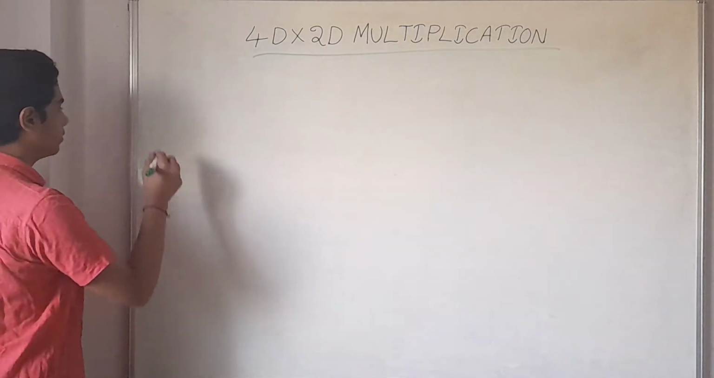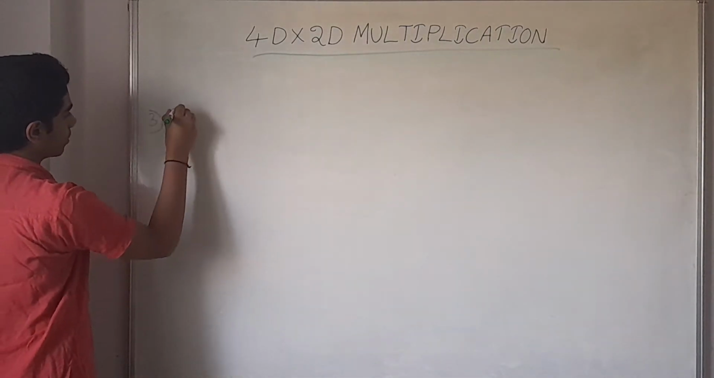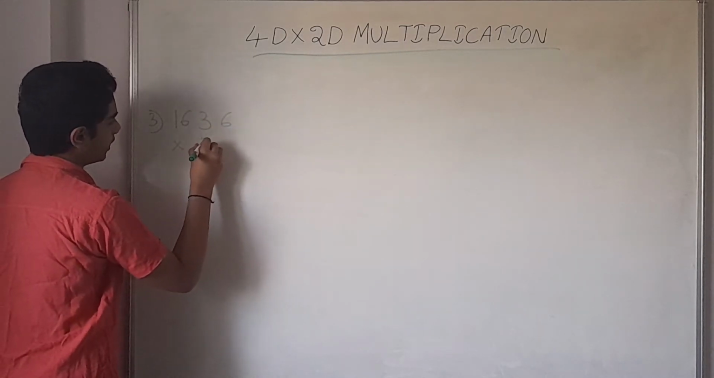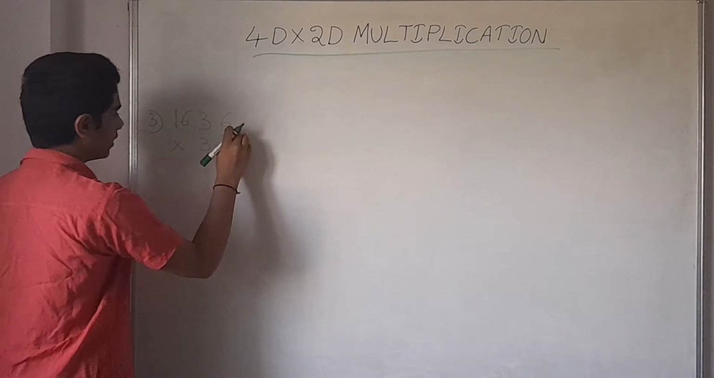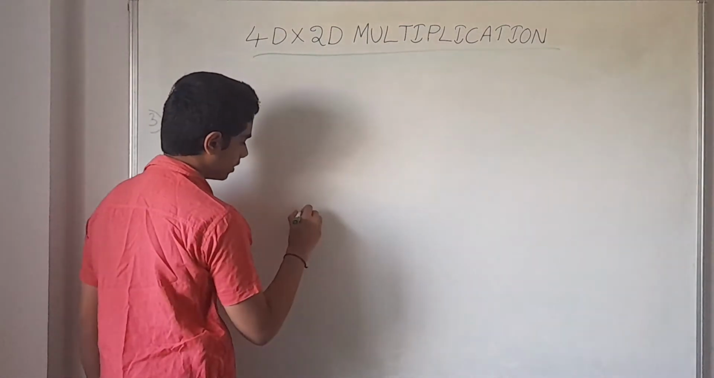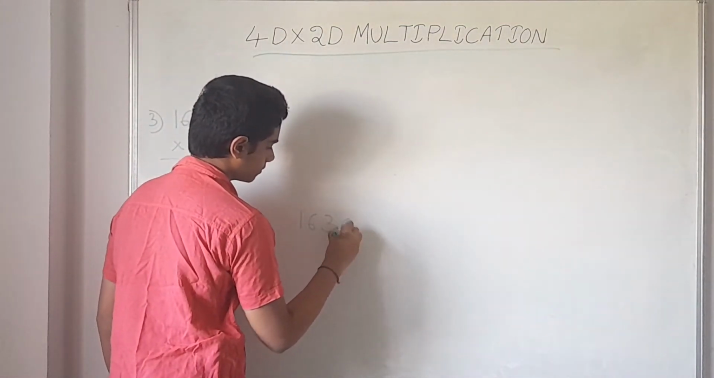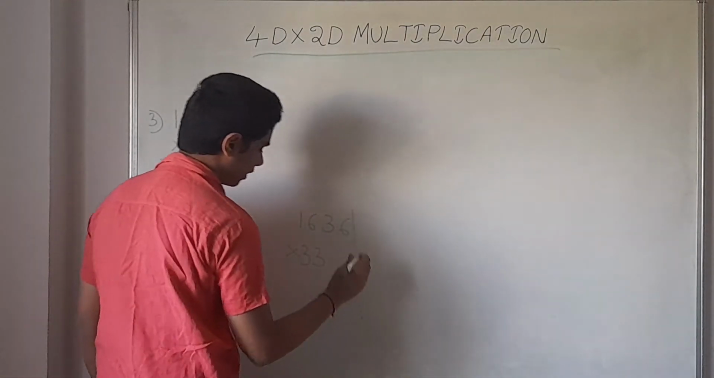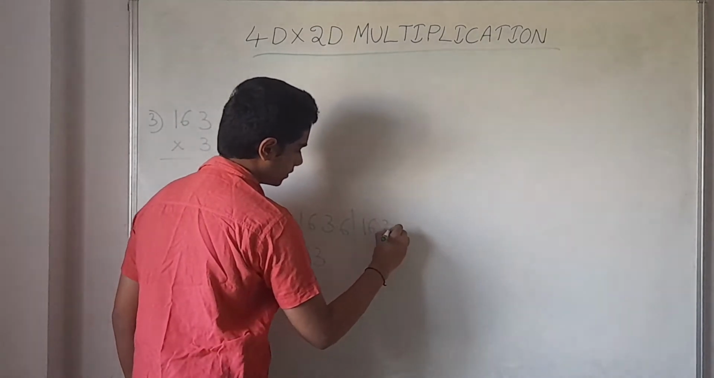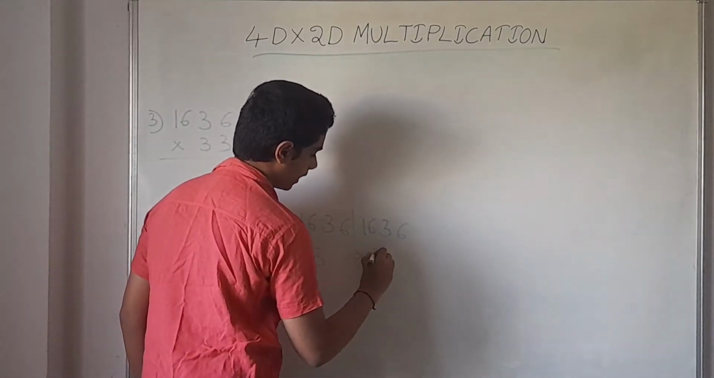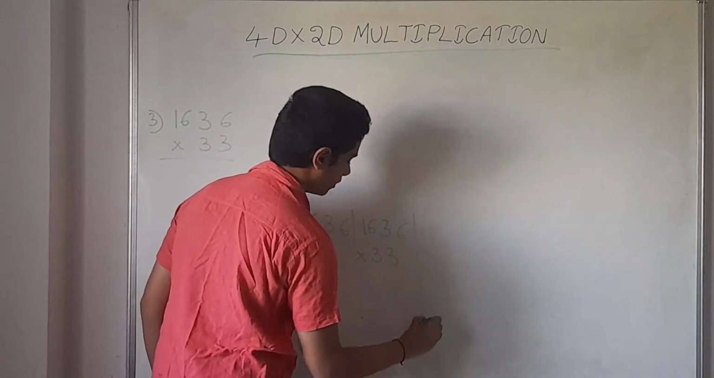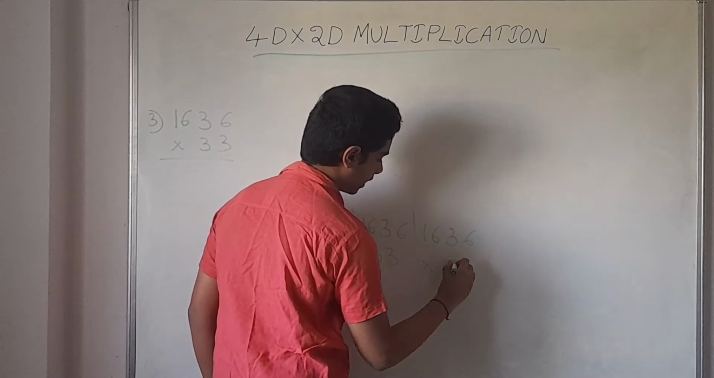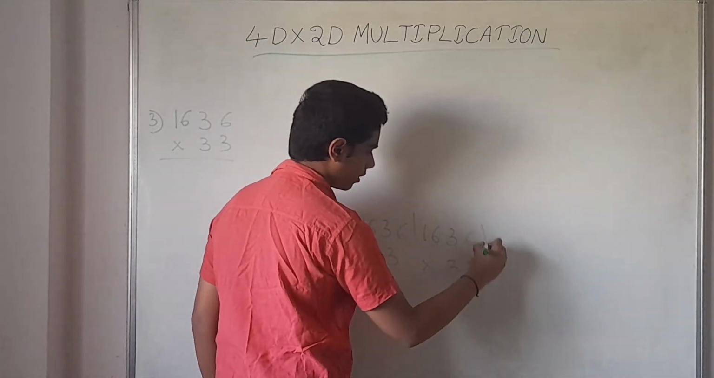Let's take another example. 1636 into 33. You should divide this in 3 parts. In the first part you should write 1636 into 33. In the next part you should write 1636 into 33. In the next part you should write 1636 into 33. And at last draw a line.